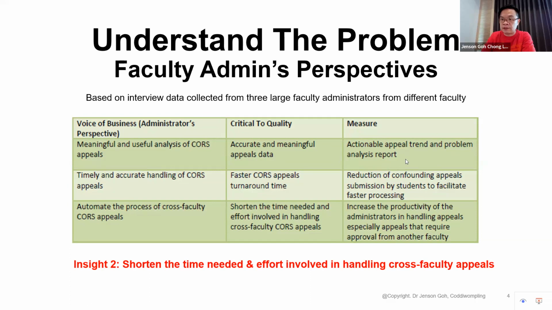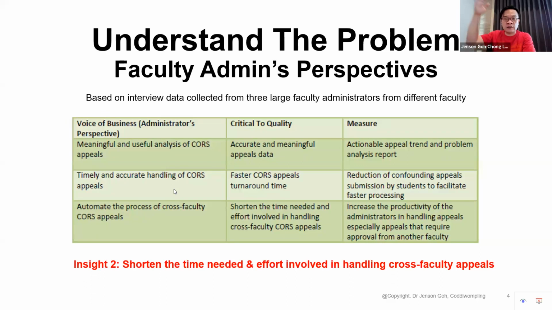And with these measurements, we gain another insight. In this particular case, another goal that we hope to achieve is to shorten the time and effort involved in handling cross-faculty appeal. Because many of the faculty admin told us that for their own faculty, they have no problem dealing with those appeals because it's within their control. Immediately, if they see that it's possible to give it to the student, they immediately give it to the student.